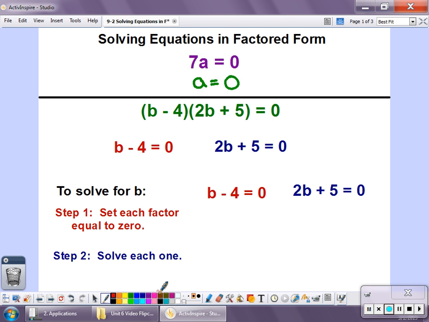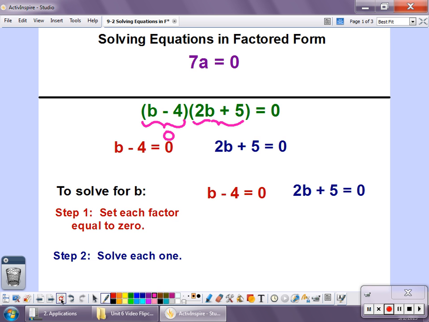If I have an equation that equals 0, that's factored, I know that one of these two factors, either this factor here or this factor here, has to equal 0. And I know this because if I multiply b minus 4 times 0, that will give me an answer of 0. Or, if this is 0, right here, then I know that 0 times 2b plus 5 also equals 0.